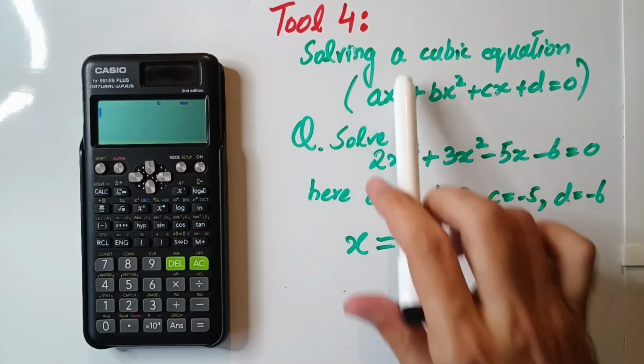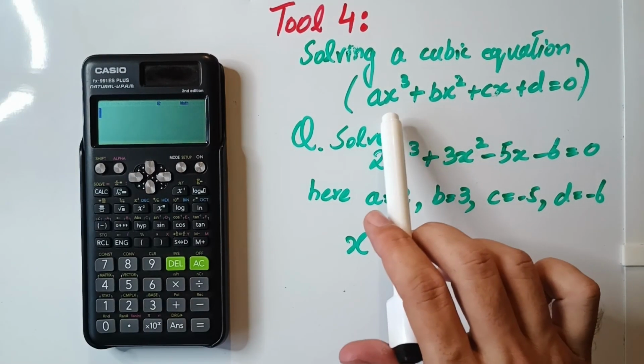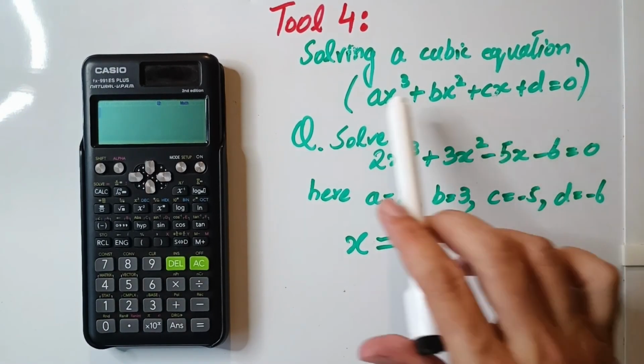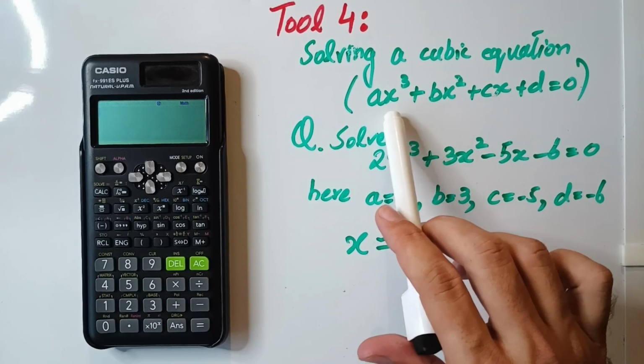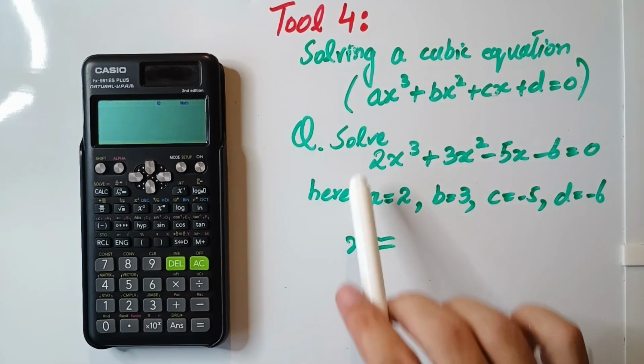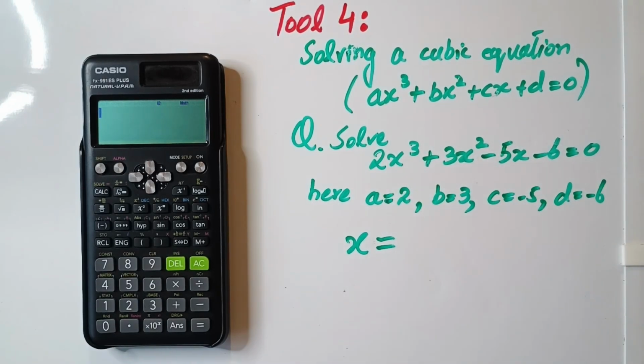Tool number 4, solving a cubic equation in standard form using a calculator. The standard form of a cubic equation is ax cube plus bx square plus cx plus d is equal to 0. And what are a, b, c? They are the coefficients of x cube, x square, x and the constant respectively. I have supposed a problem that is 2x cube plus 3x square minus 5x minus 6 is equal to 0 and want to solve it using the calculator. So here is the procedure.